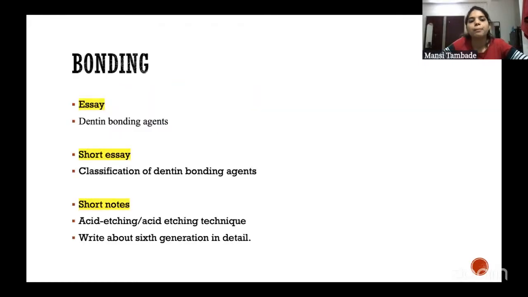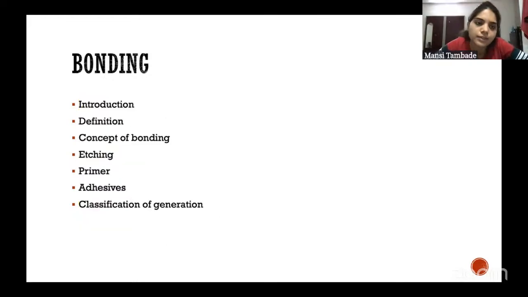Coming to bonding, the essay question is directly on dentin bonding agents. Then the short essay question for this is classification of the dentin bonding agents. Only the classification you need to mention. 3 to 4 types of classification are present. Then short notes: acid etching technique, and write about the 6th generation. Any of the generations could be asked, but the 6th generation is asked most of the time. So I have given this question in your answers in the question patterns. For bonding, definitely you should write the content as I have told you for the previous answers also.